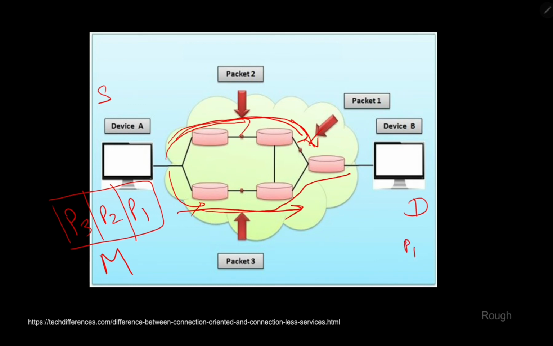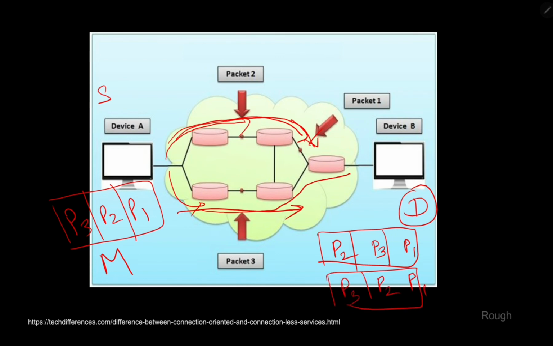So it may happen that P1 will reach, then P3 will reach, then P2 will reach. Okay, so what will the destination do? If it receives P1, P3, P2 as it is, then it will not be correct. It has to do sequencing. So it will first use P1, then keep P2, then keep P3. So proper sequencing is to be done.